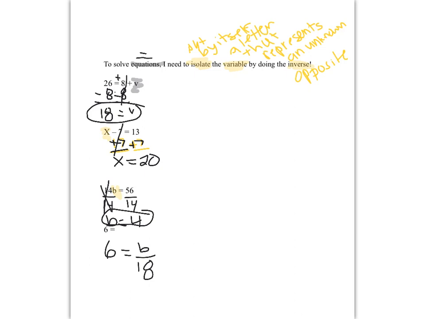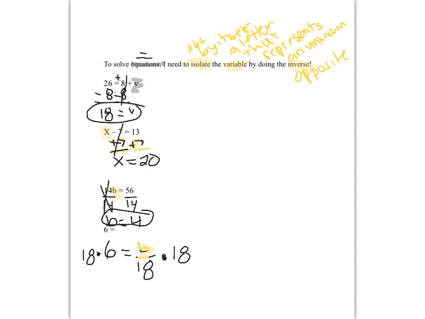So I need to isolate the variable b. I need to get it by itself, so that means I need to move the 18 over to the other side. Right now b and 18 are dividing. We could think of fractions like dividing, b divided by 18. So the opposite or the inverse of dividing is multiplying. So I'm going to multiply both sides by 18. Remember, the little dot right here also represents multiplication. Whatever you do to one side, you need to do to the other.